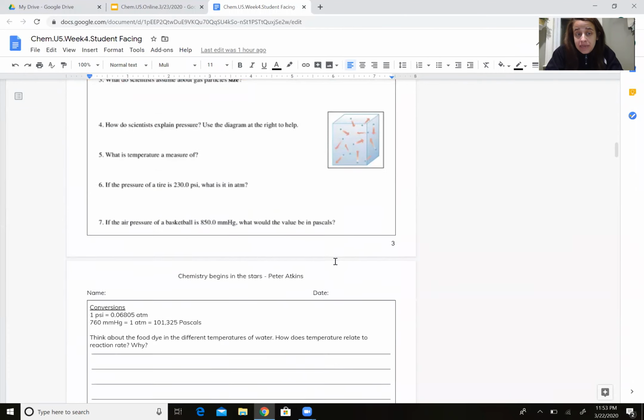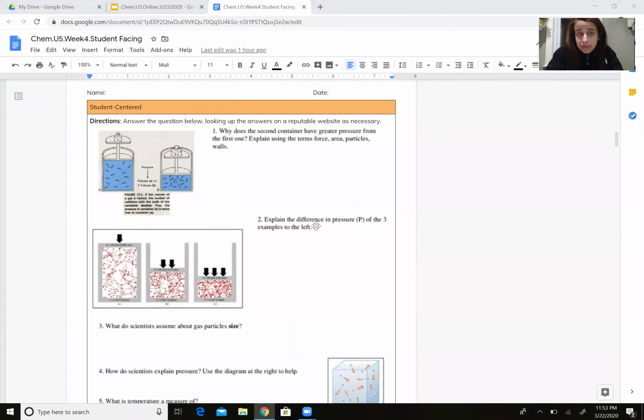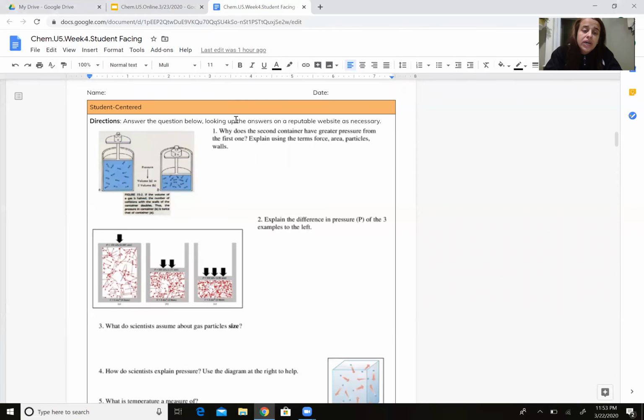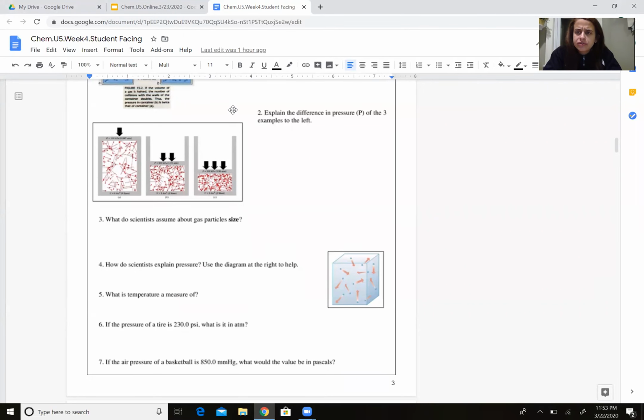So now we're going to move on to page 3. You're going to have some practice problems, and some of the stuff is going to be review of what we talked about before this lesson. And then some of it is going to be exploring more what temperature is.